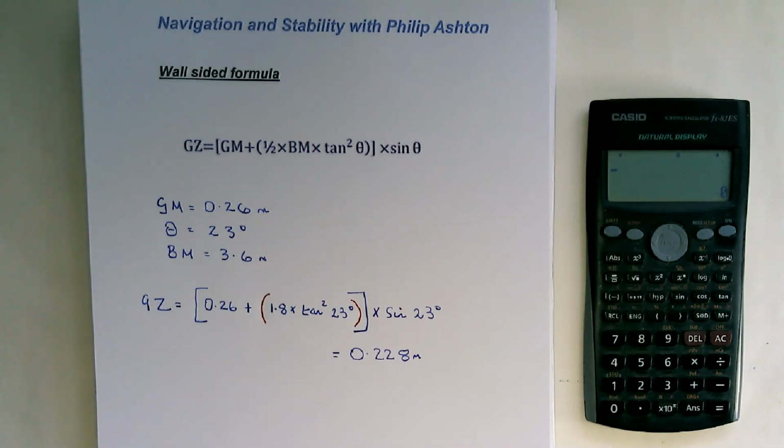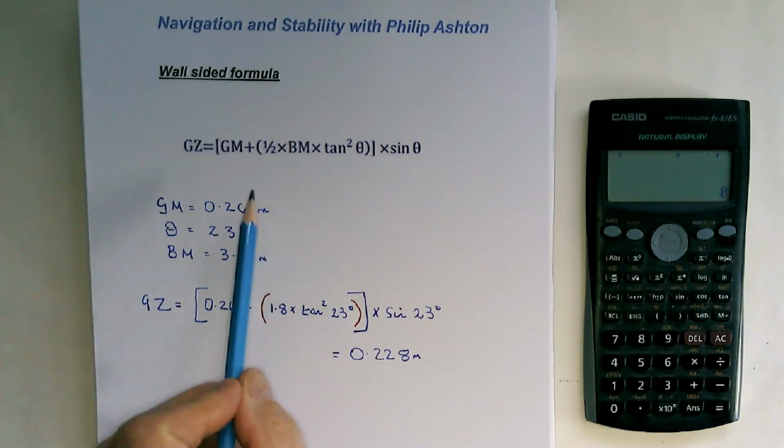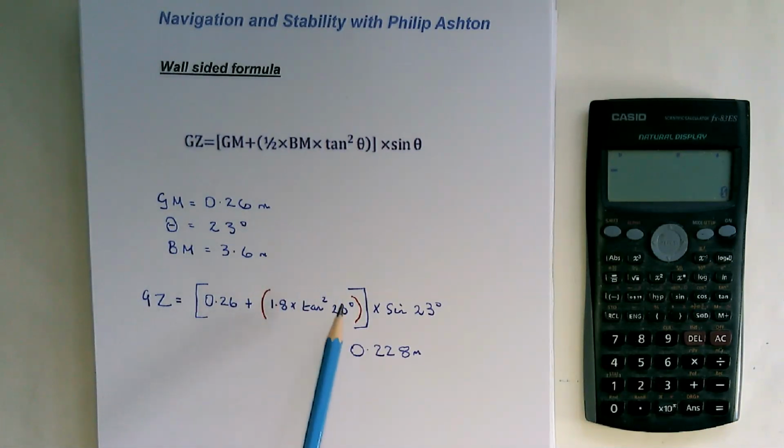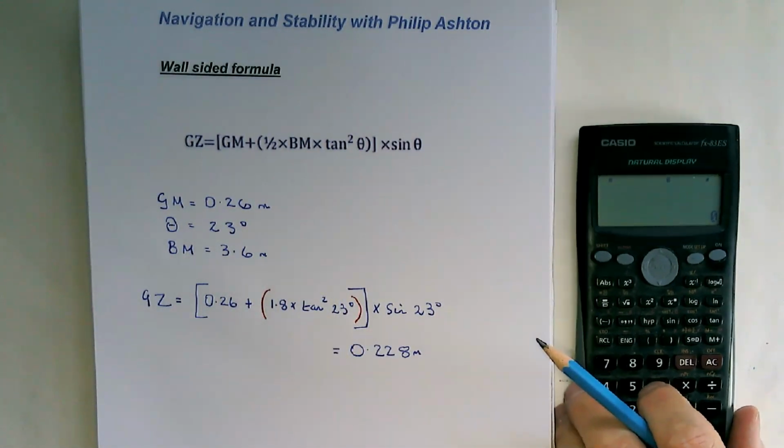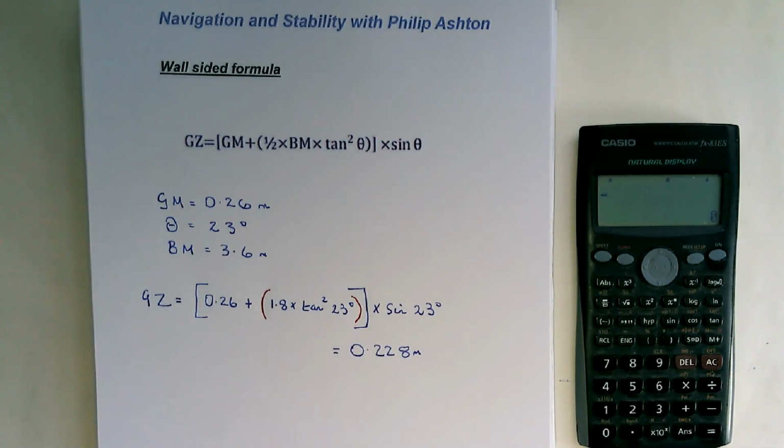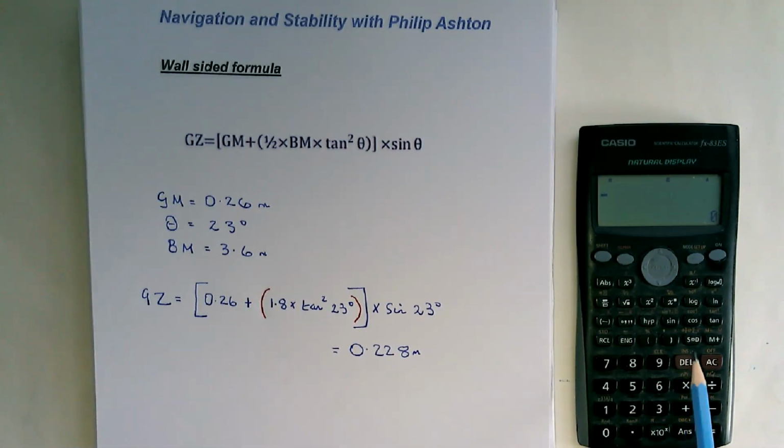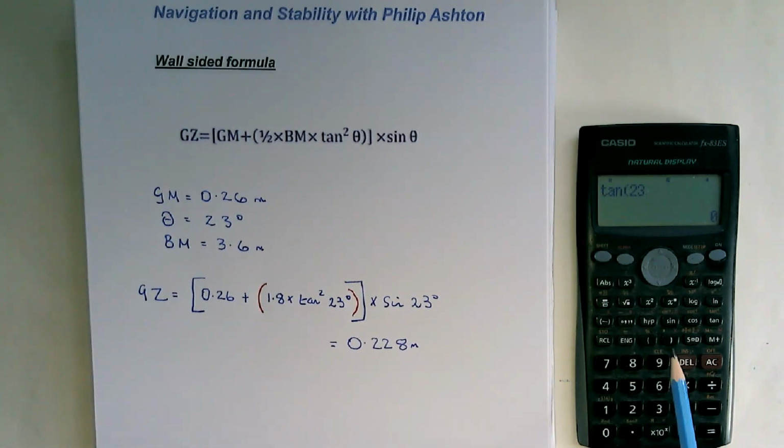I know some of you would probably be able to put all this information into the calculator and get the answer, but if you're unsure, I've written the example here, information, put it into the formula, and you can see that the formula here, this value here, is a separate calculation if you like. So on your calculator, first of all put in tan 23 degrees and get the answer for that.